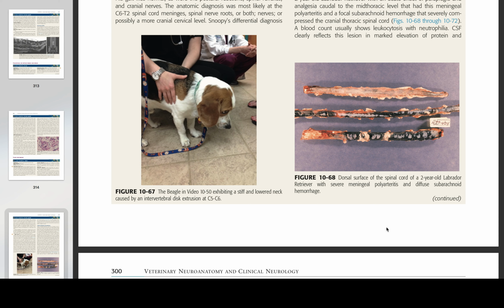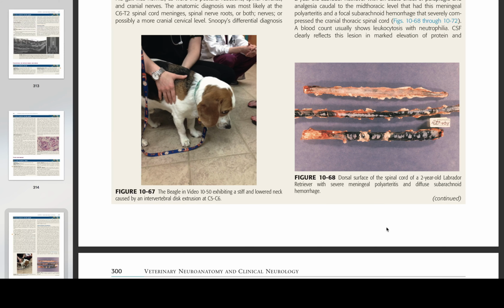The meningeal lesion is an extensive suppurative leptomeningitis associated with severe arteritis and fibrinoid necrosis of the arterial wall. Subarachnoid hemorrhage is common in this lesion. Spinal cord meninges are more severely affected than the brain meninges. Similar arterial lesions are occasionally seen in the thyroid, heart, and mediastinum. We have seen one 2-year-old Labrador retriever with an acute onset of paraplegia and analgesia caudal to the mid-thoracic level that had this meningeal polyarteritis and a focal subarachnoid hemorrhage that severely compressed the cranial thoracic spinal cord.